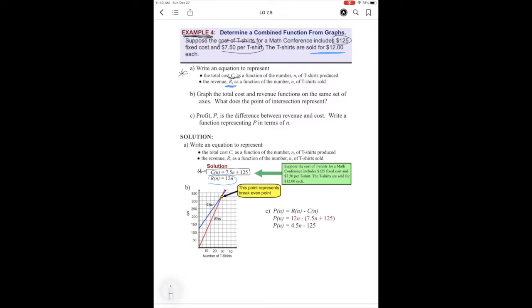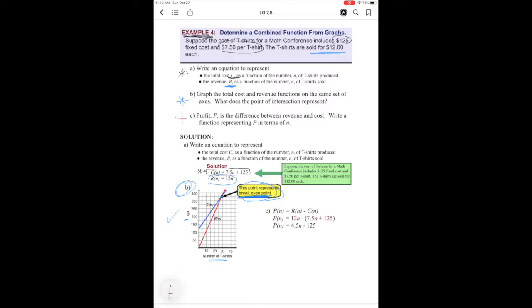So now in part B, it asks you to graph these two. You can see down here on B, I put a graph. Notice I labeled, very important to label. And then I marked the point where they intersect right there. That point of intersection is important because that's the break-even point for your business, where the two lines cross.